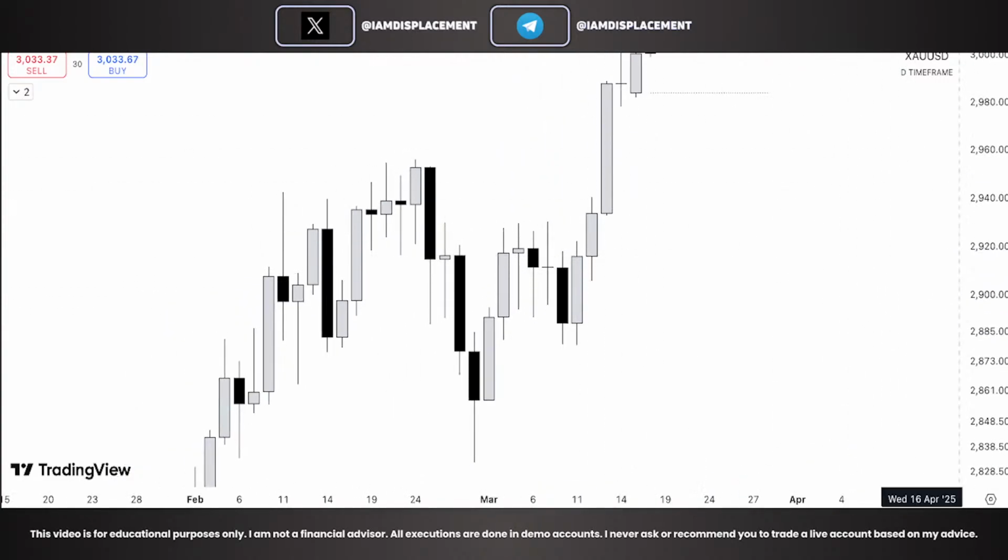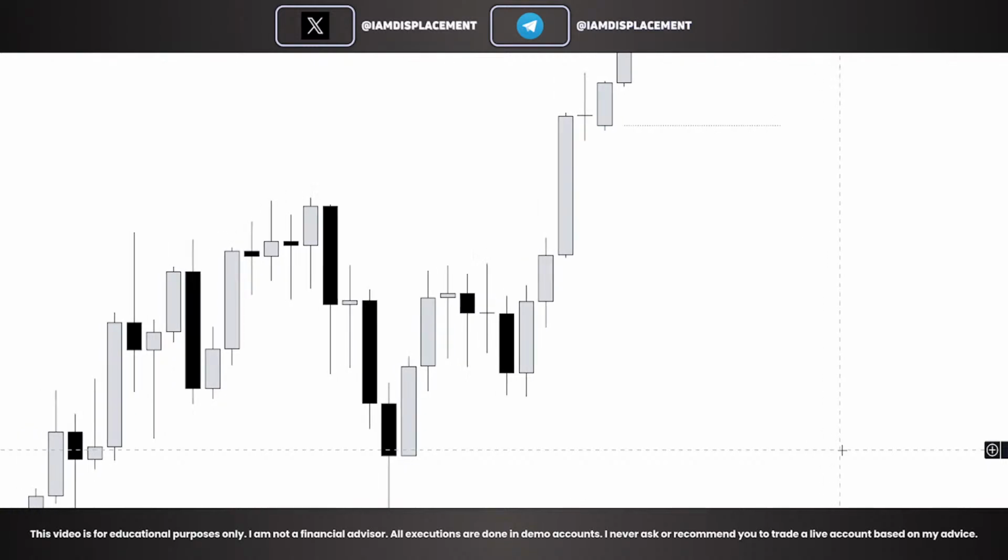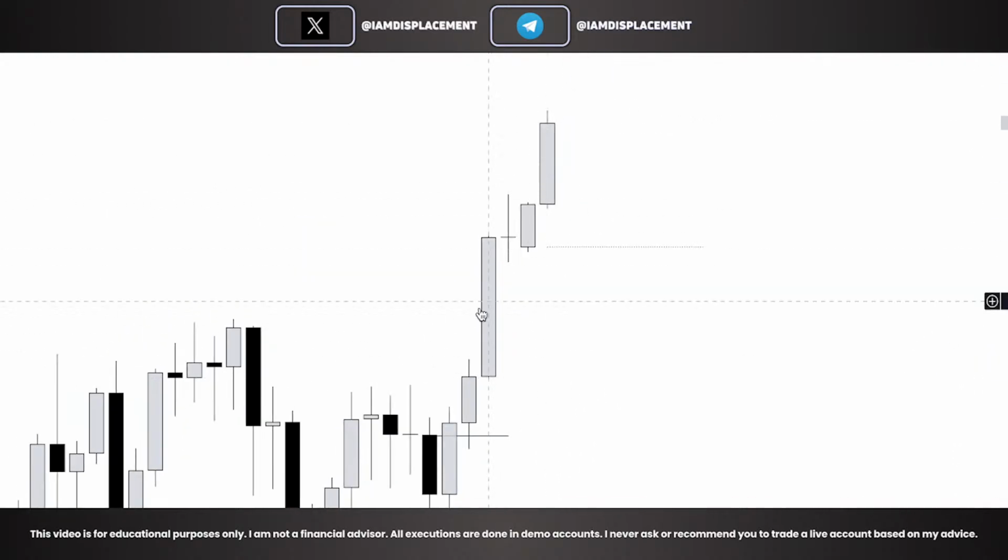I shared this signal with one of my friends, but I forgot to take it. This was the price that took out the low and closed, so it was a good order block, closed above the opening price, right? It got tapped and we expanded higher.